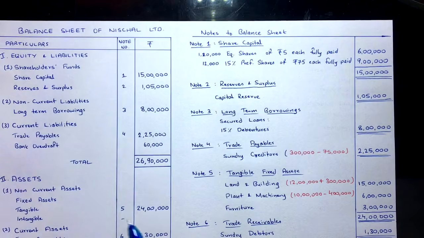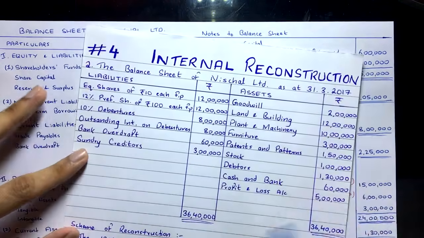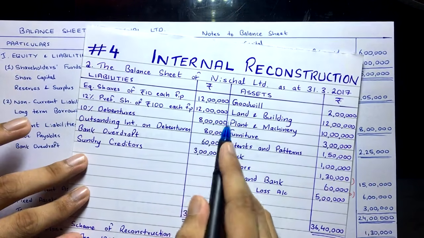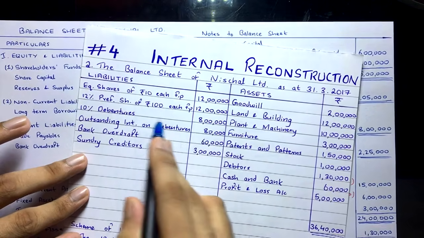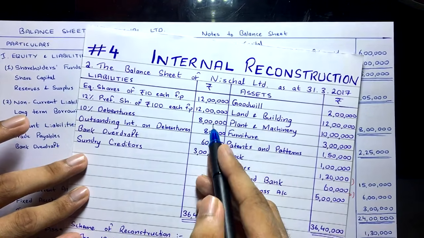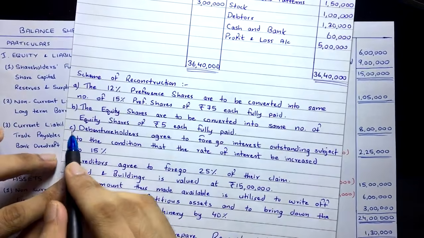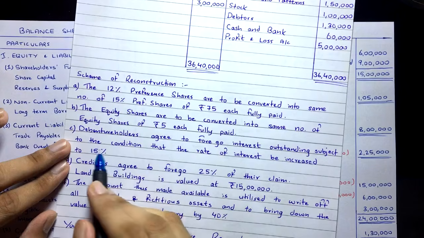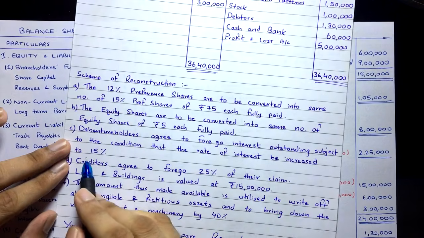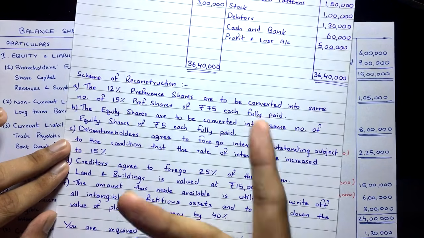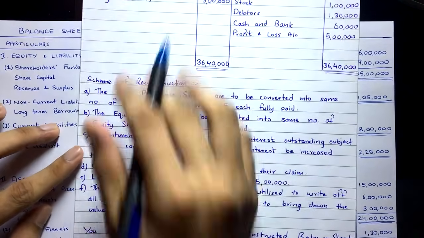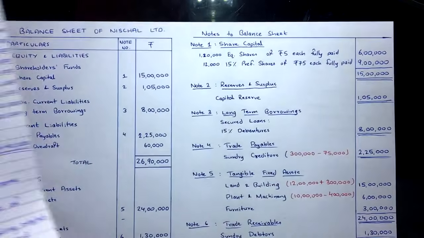Right, that's it. And then what do we have? Then non-current liabilities. Do we have any non-current liabilities? See in the old balance sheet, we have got non-current liabilities. See here, 10% debentures, 8 lakh. So what happened to these debentures? Have we made any change to that? Yes, we have. See, the C question, debenture holders agree to forego interest outstanding. Yeah, that's a different thing. That the rate of interest be increased to 15%. We change just the rate of interest. Yes, from 10%, the rate of interest became 15%. That's all you have to do.